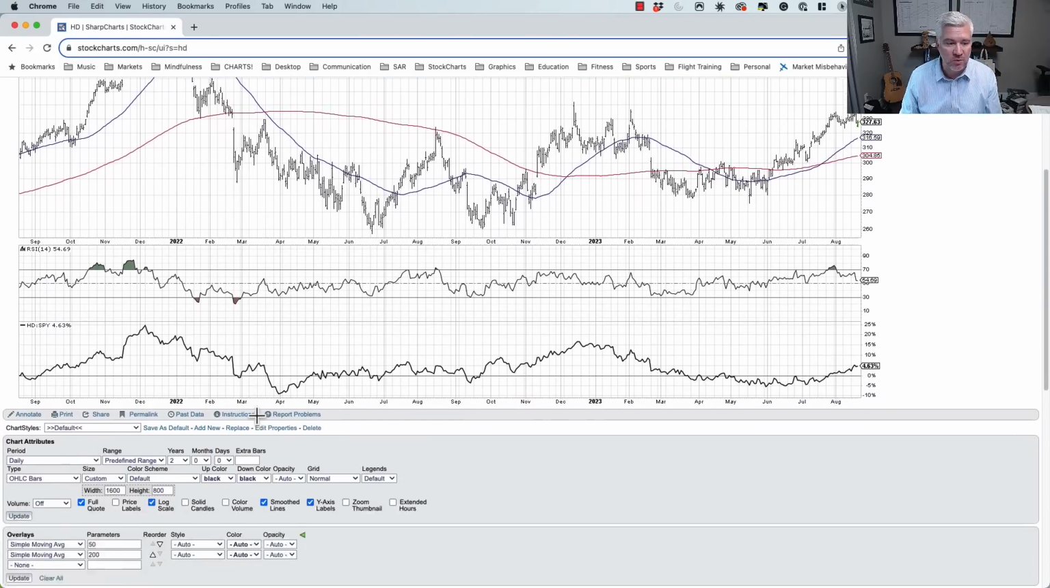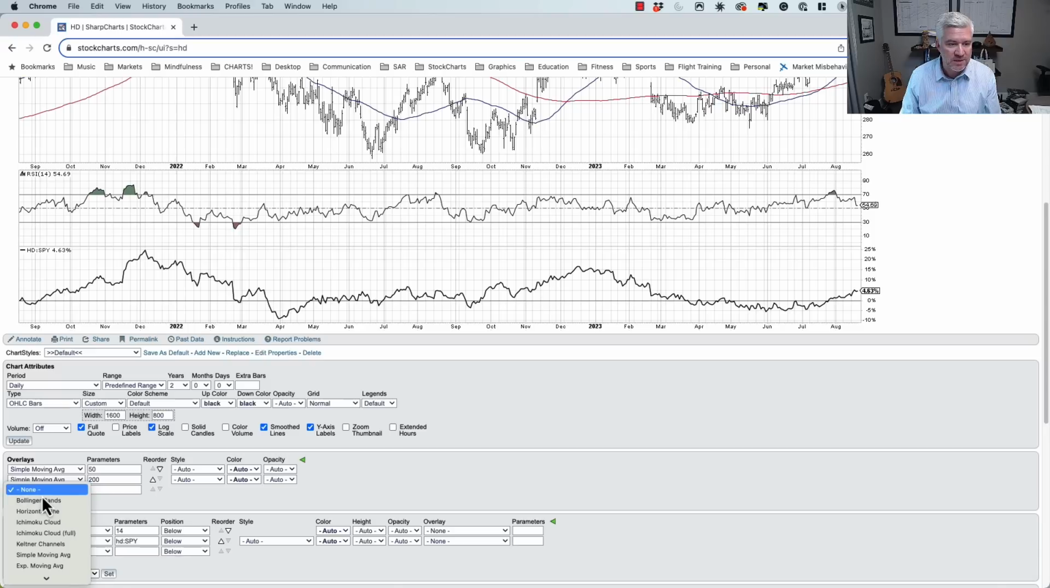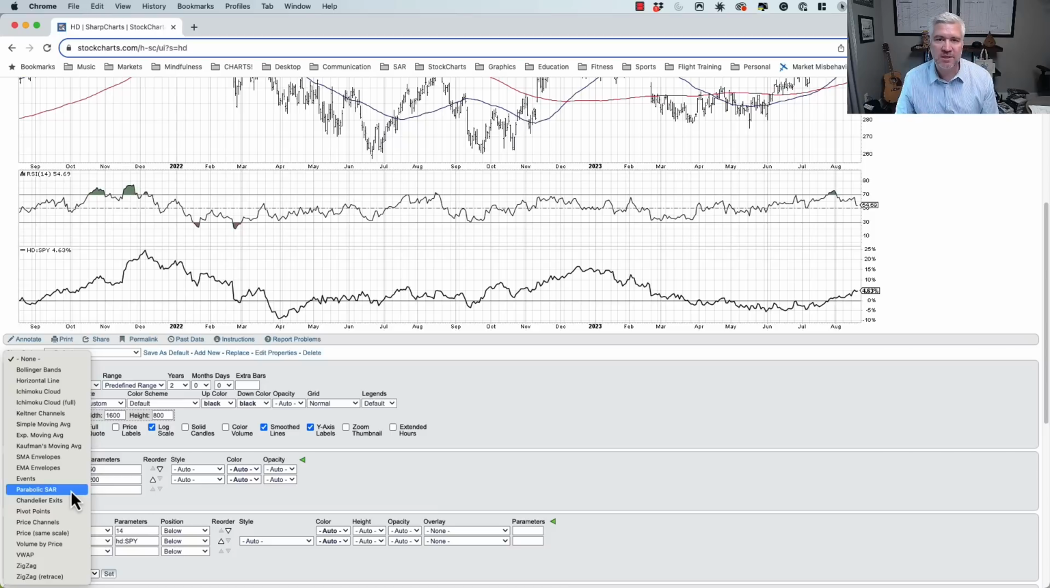I would say the other two to remember, down here under overlays, are parabolic systems, which is a technique that Welles Wilder created. He created RSI and DMI, the ADX, other indicators you may know. Also the parabolic systems, the SAR points, stop and reverse points. It's a simple trend following system, and simple is good, I think, a lot of times.